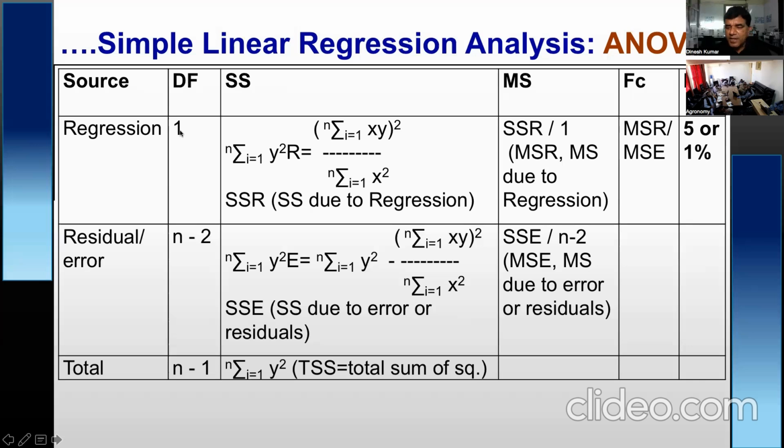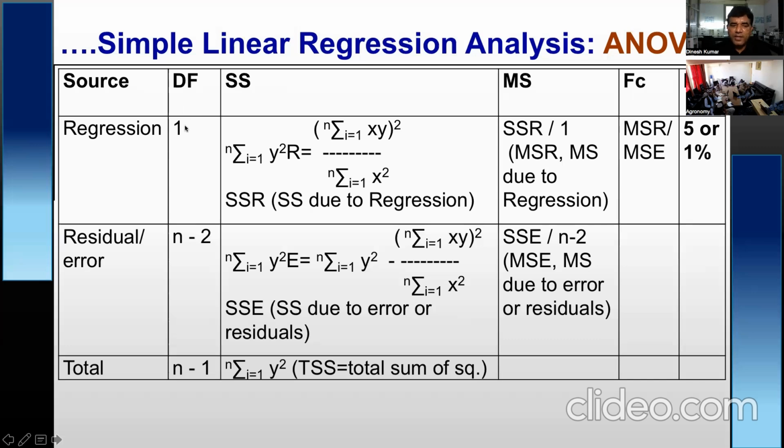If it is a quadratic equation, where the maximum power of x is 2, then the degree of freedom for regression will be 2. If it is cubic regression, cubic means the highest power of x is 3. Y is equal to a plus bx plus cx square plus dx cube. Then it will be a cubic equation. Then the degree of freedom for regression will be 3.